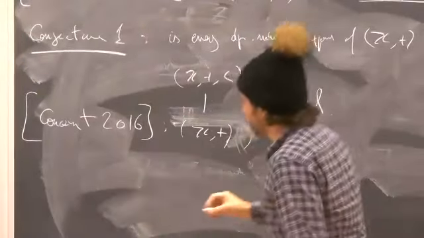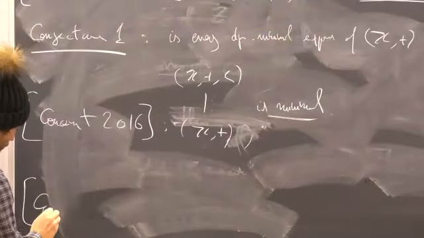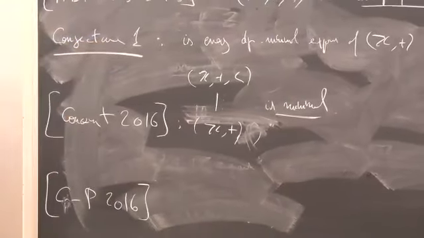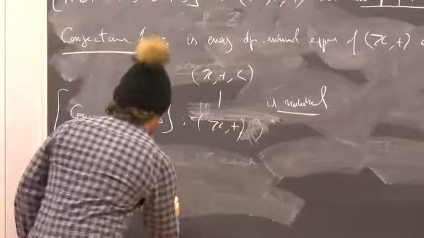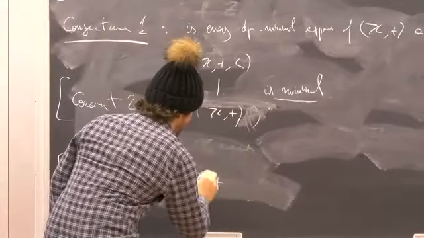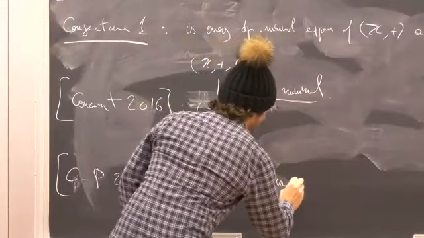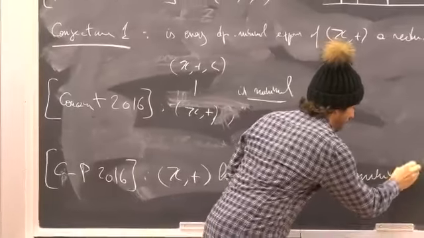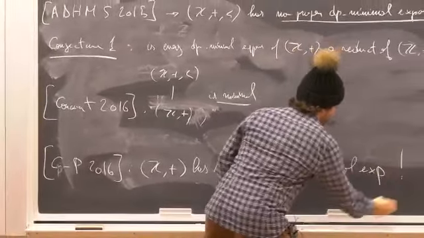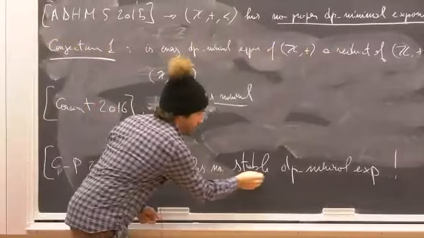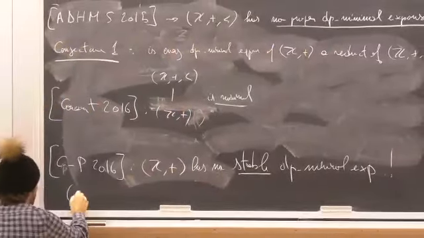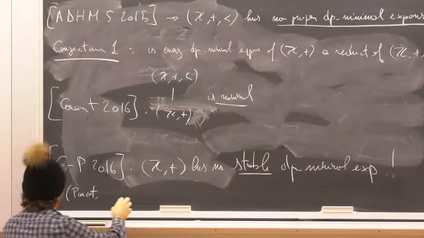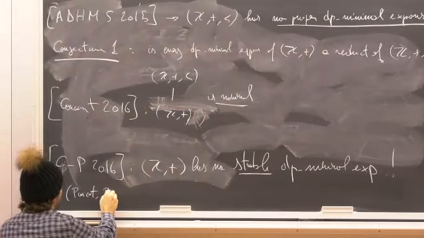And also Conant and Pillay, I think the same year, they prove that Z plus has no stable DP minimal expansion. So no stable DP minimal expansion. I should also mention other names. There was Poizat before, which proves something a bit weaker, and Palacín and Sklinos.